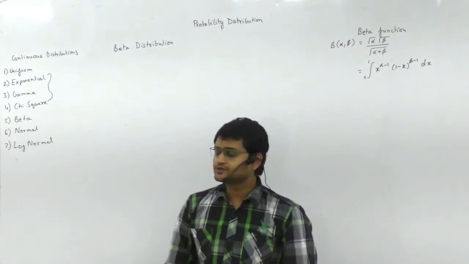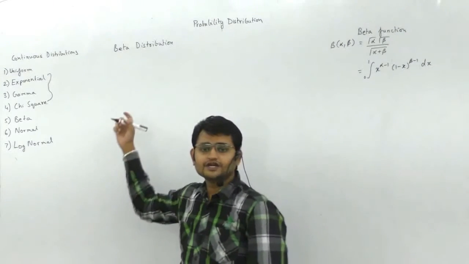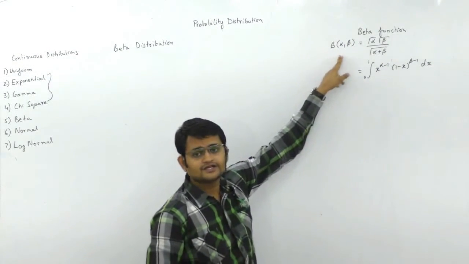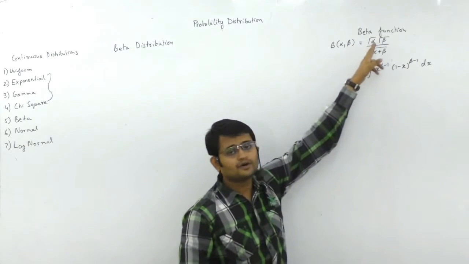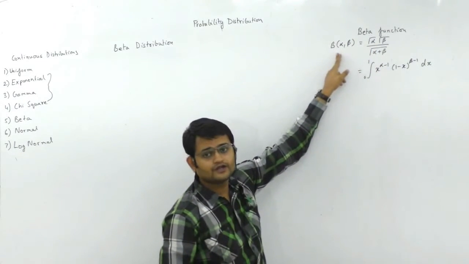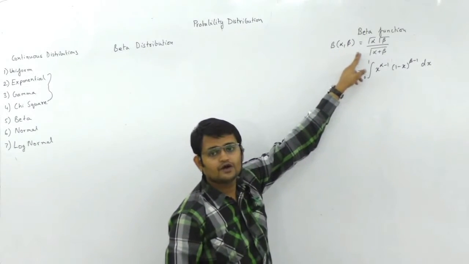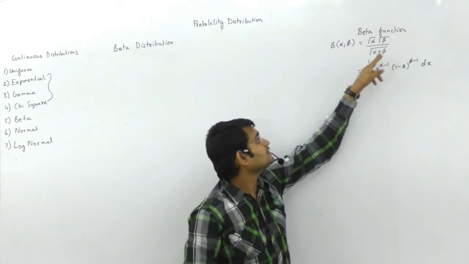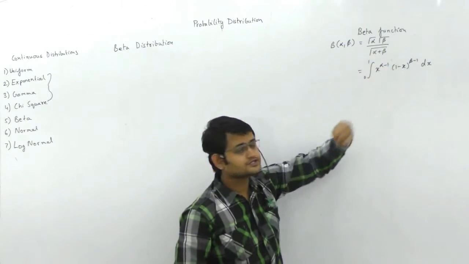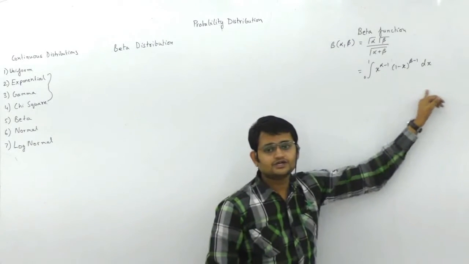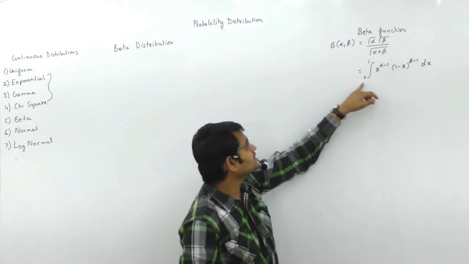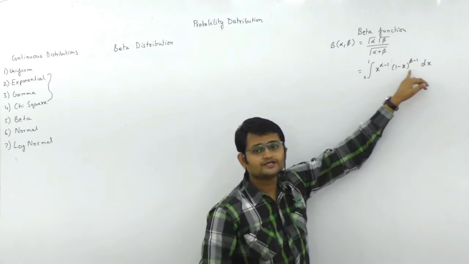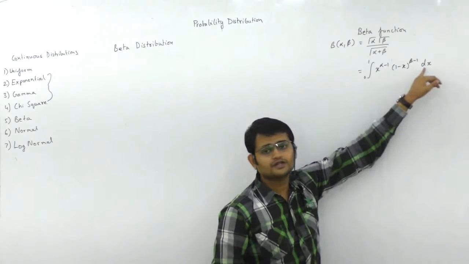Let's move on to beta distribution. Before we study beta distribution, we are going to study the beta function. Beta function is related to gamma function. Beta of alpha comma beta will be nothing but gamma of alpha times gamma of beta divided by gamma of alpha plus beta. In integration terms, this is how we write it: integration 0 to 1 of x raised to alpha minus 1 times 1 minus x raised to beta minus 1 dx.